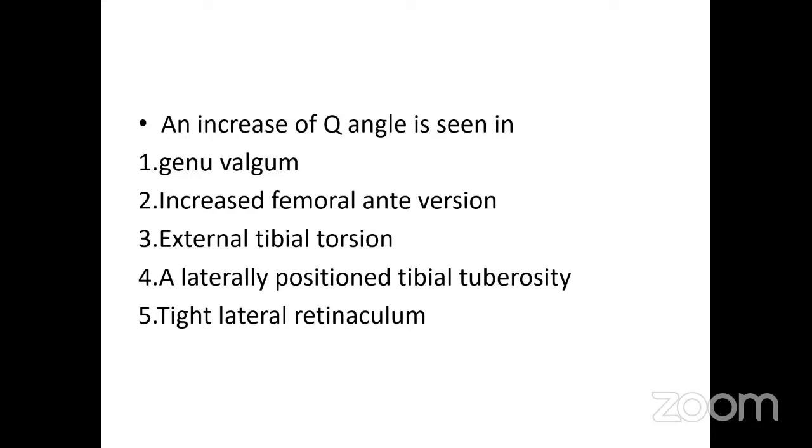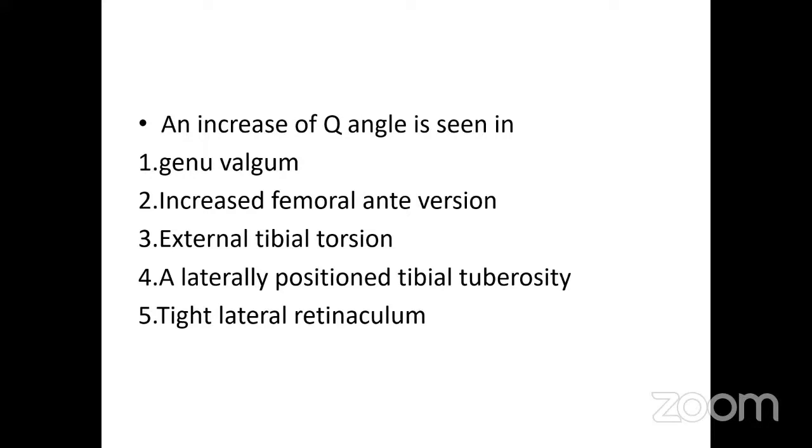You know what is anteversion? Meaning your femoral neck is not in the same coronal plane as the shaft of the femur. It is around 12 to 15 degrees anterior to the coronal plane or the transcondylar axis of the femur. So when the femoral anteversion is more, definitely the Q angle will also be more.